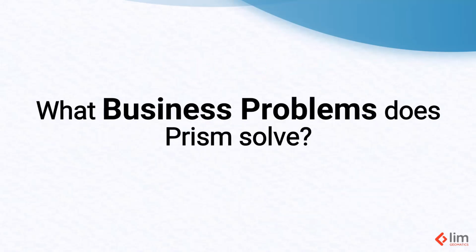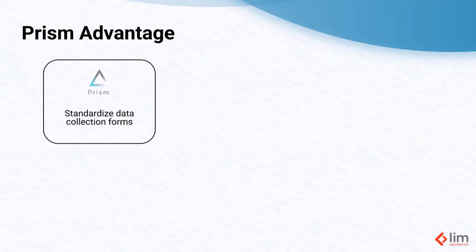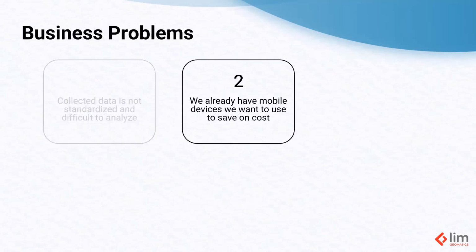So what business problems does Prism solve? There are 6 that we've chosen to highlight. One of the things we often hear is the data's collected, it's not standardized, and it's really difficult to analyze. It's almost like you created another unwanted job for yourself once the data's come in, and it's just gobbledygook. It's a mess and just a real pain in the bum. So with Prism, we standardize the data collection form, so everybody is collecting the same data against a consistent schema. The data when it comes in is not going to be a gobbledygook mess.